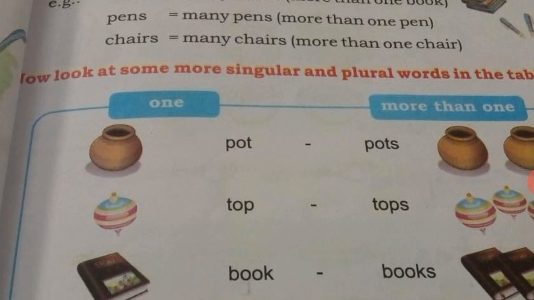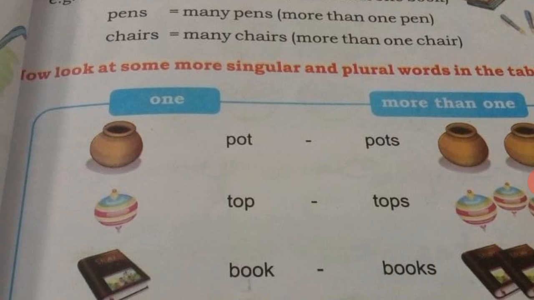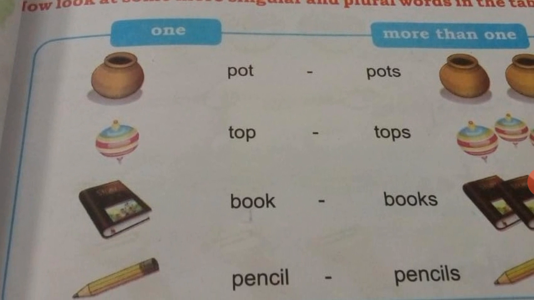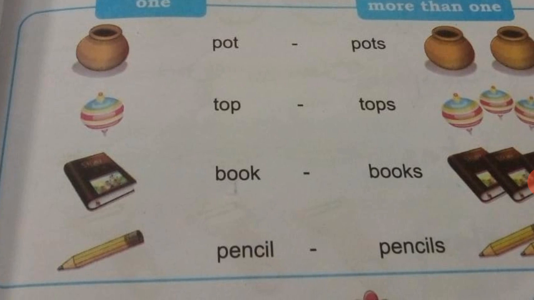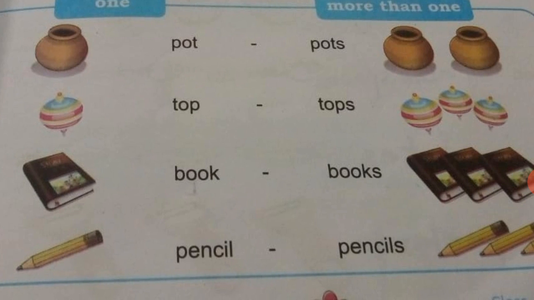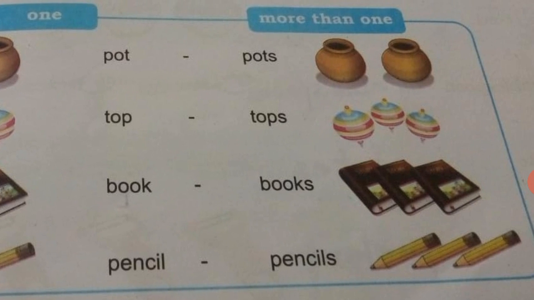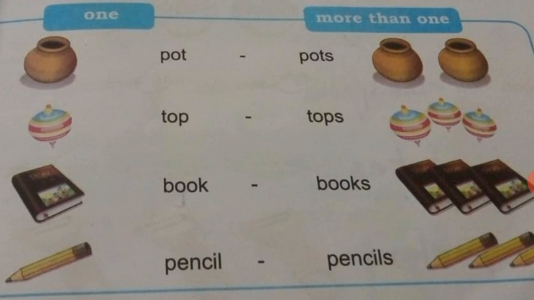Okay, now we will learn singular form and plural forms for different words. Here they have given a table: one, more than one; pot, pots; top, tops; book, books; pencil, pencils. One more time I am repeating, listen carefully. Singular form: pot, plural, pots; top, tops; book, books; pencil, pencils.